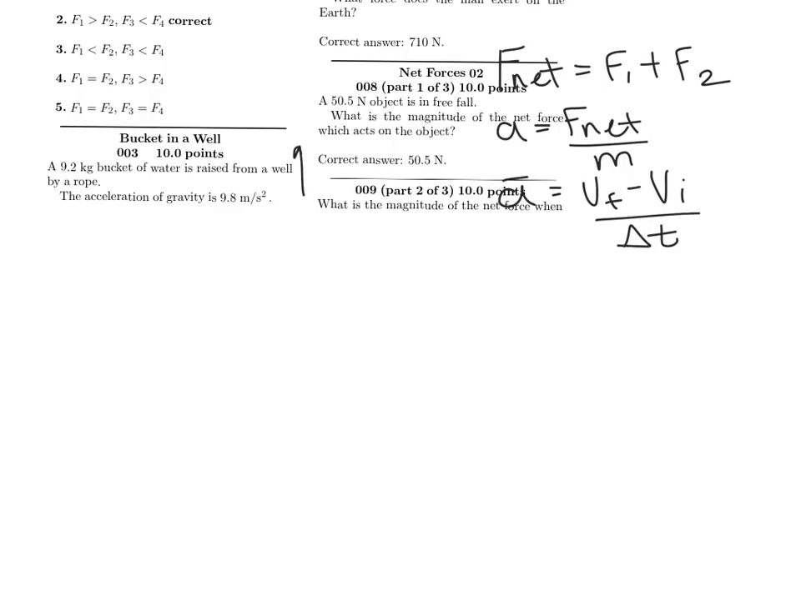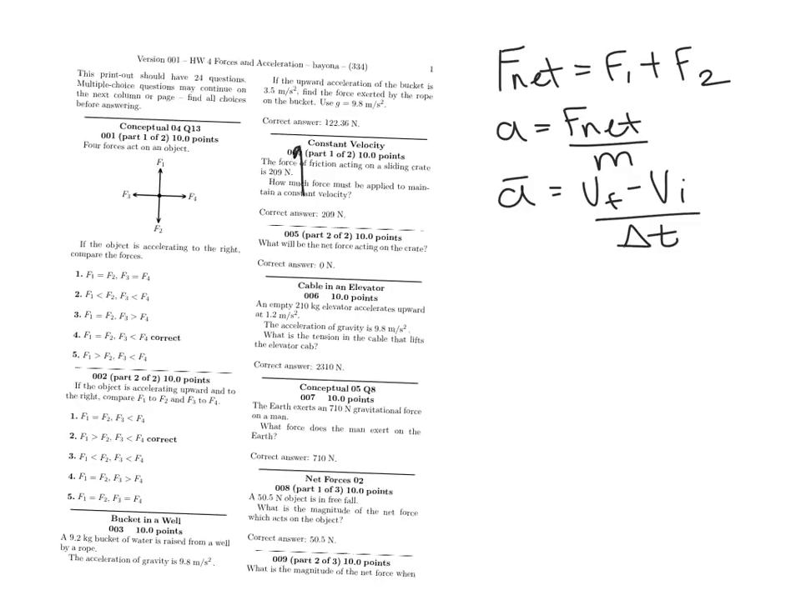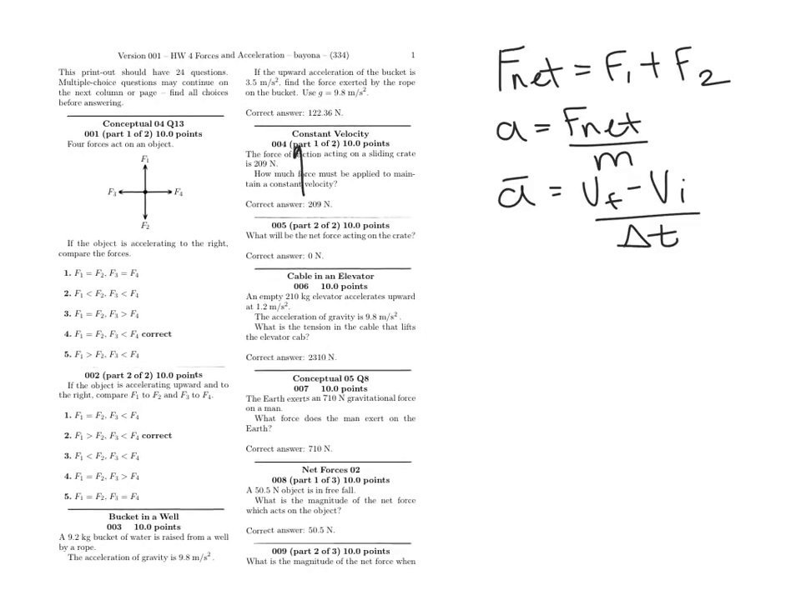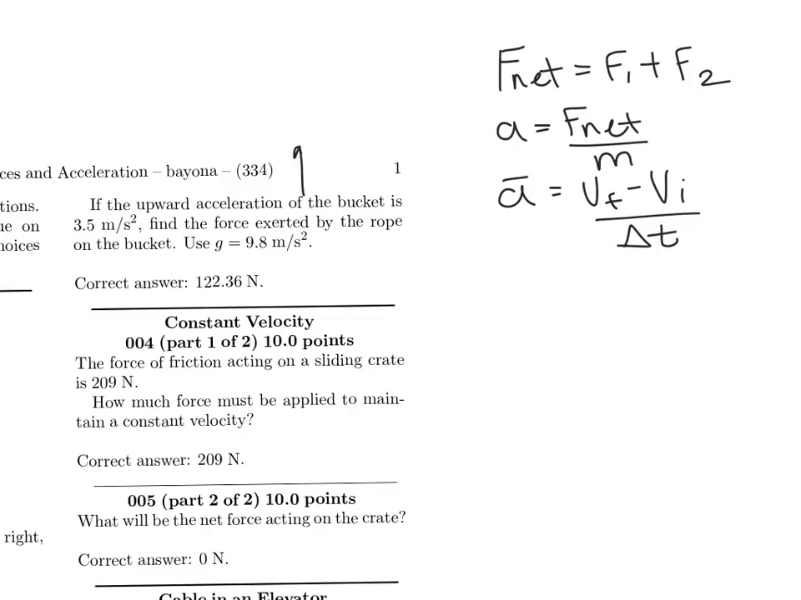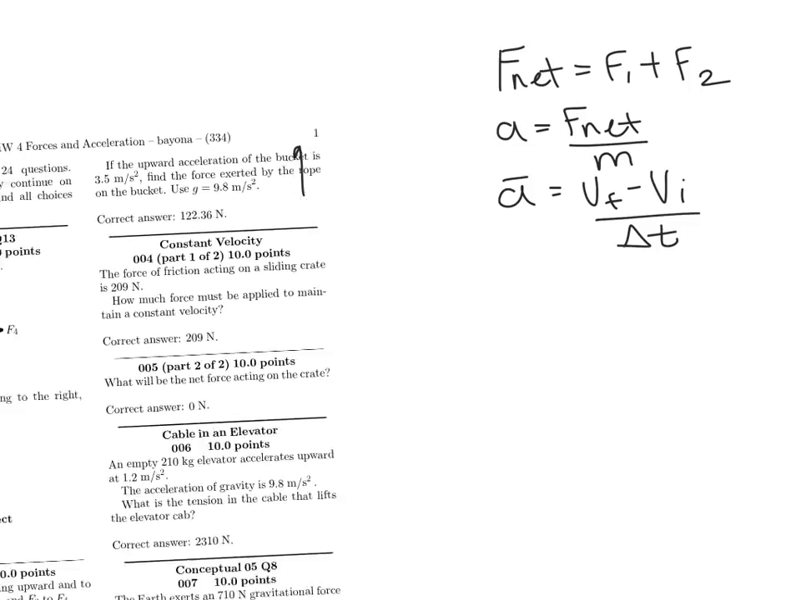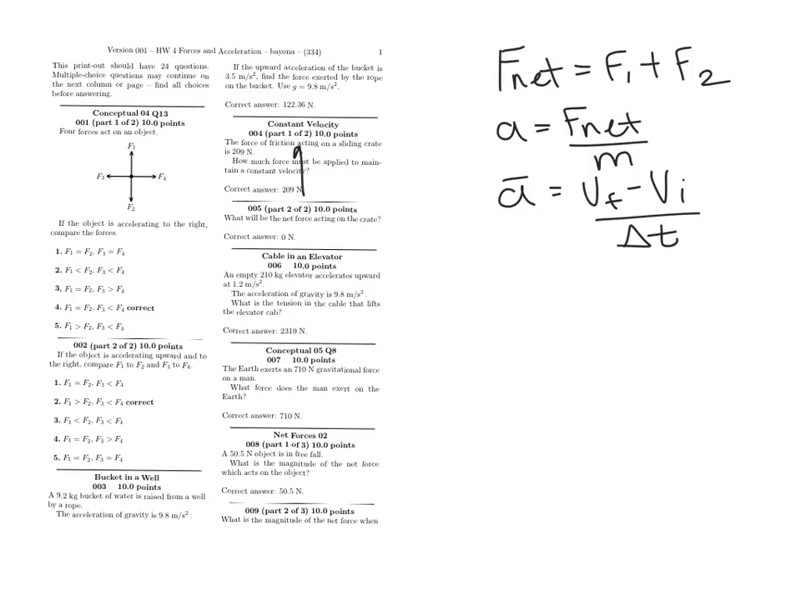The acceleration due to gravity is 9.8. If the upward acceleration of the bucket is 3.5 meters per second squared, find the force exerted by the rope on the bucket. Okay, so this one is not quite as simple as you think. This is what I call an elevator problem. So we need to draw a free body diagram to represent all the forces. We know that this is force gravitational, and this is force tension, right, because that one's going upward.